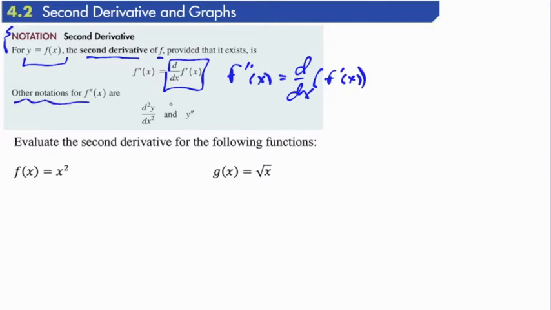And other notations are stated below here. So we have d squared y over dx squared, or y double prime. These are other ways to say the second derivative. We want to apply this to the examples below.